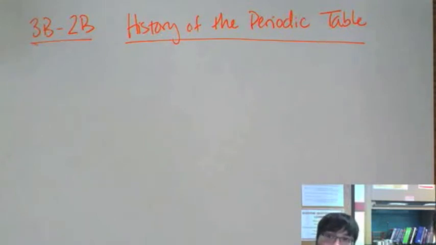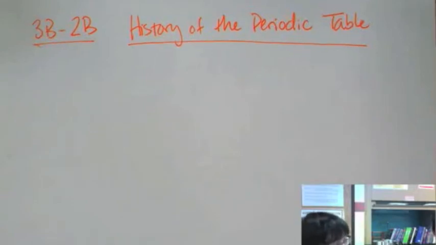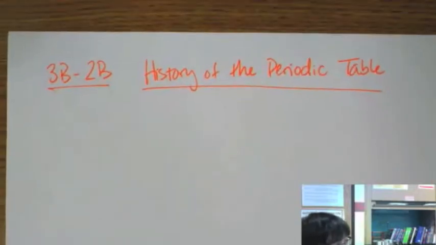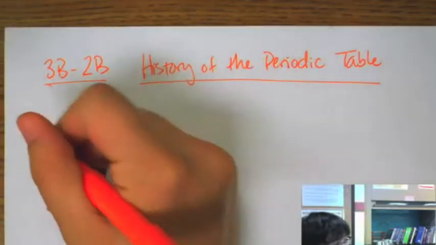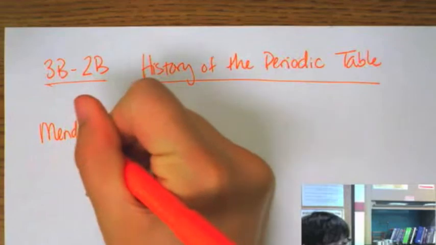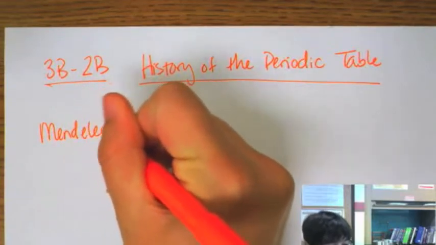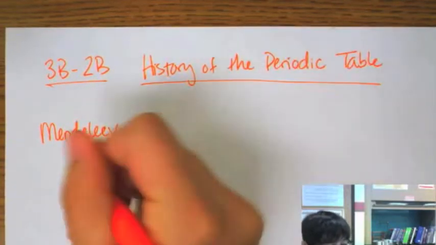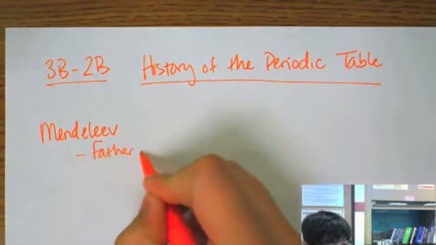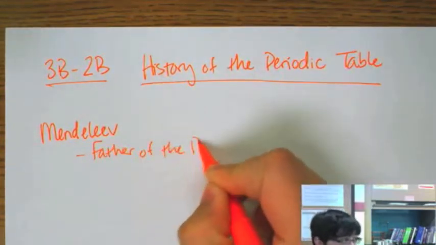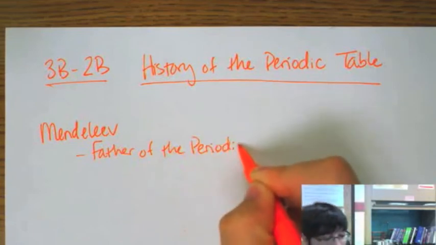One of the first scientists who did work on the periodic table, his name was Mendeleev, and we call him the father of the periodic table. He had a lot of ideas for the way the elements should be laid out on the periodic table. He's got to be Russian. Mendeleev. Yeah. Probably. Russian scientist.